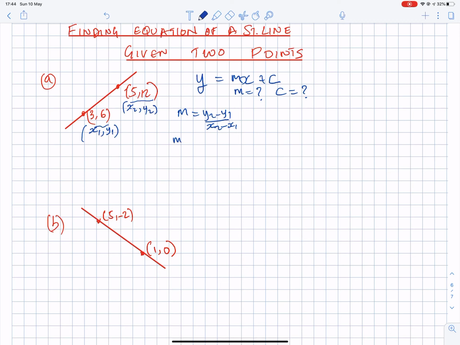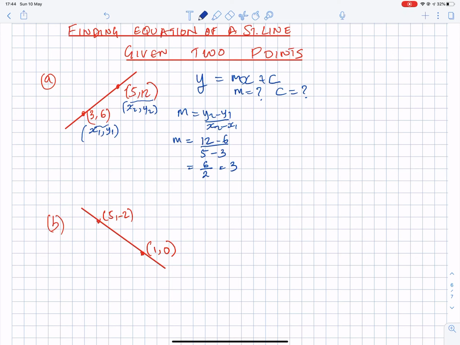In this case, y2 is 12, take away y1 which is 6, divided by x2 which is 5, and x1 is 3. That gives me 12 take away 6 is 6, divided by 5 take away 3 is 2. So my m is 3. 6 over 2 is 3.